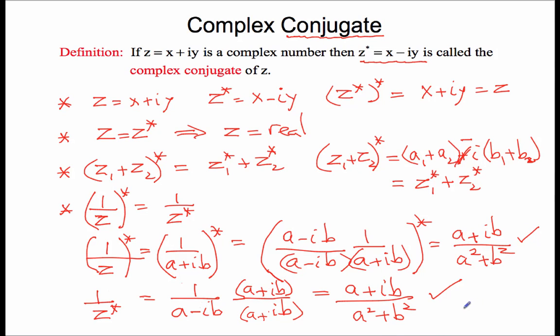Similarly, and there's not space enough to make another point, it's equally trivial to show that if I have z1 z2 star, the complex conjugate in other words, that's the same as z1 complex conjugate multiplied by z2 complex conjugate. So if you take the product and then take the complex conjugate, or you take the product of the complex conjugates, the two are identical.